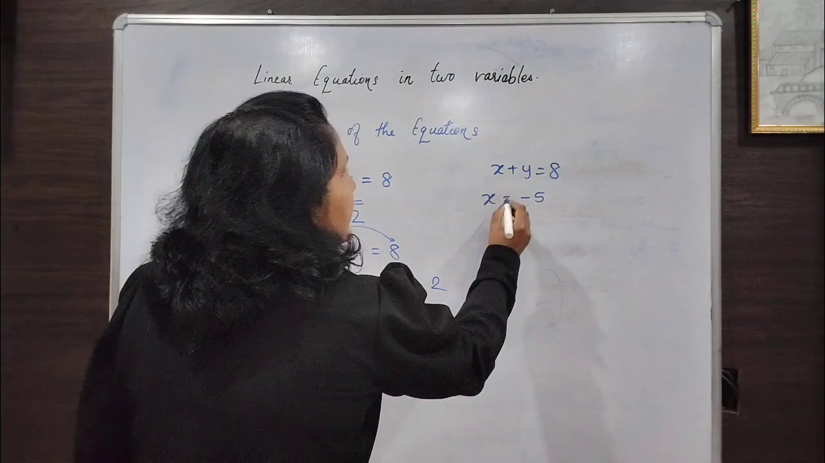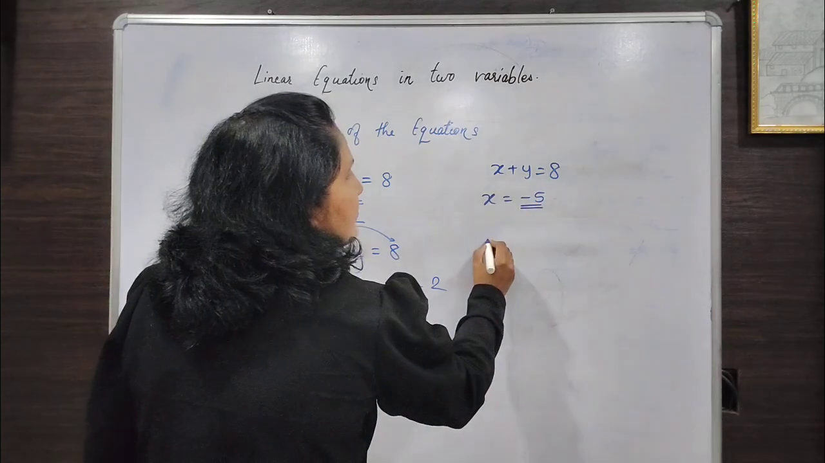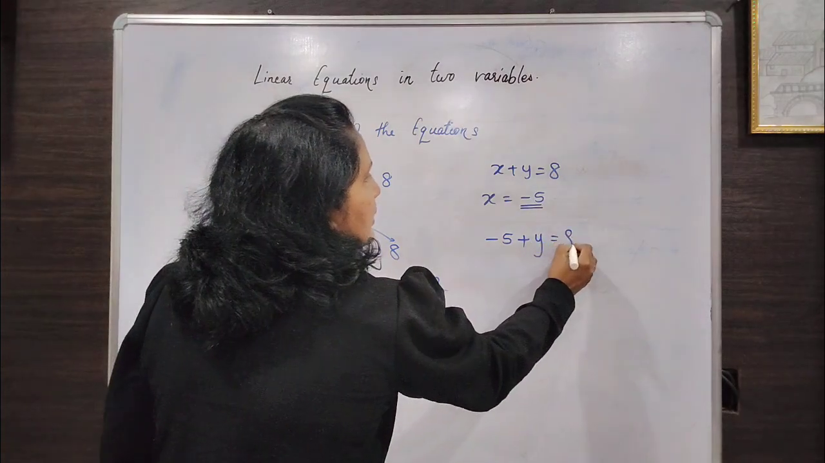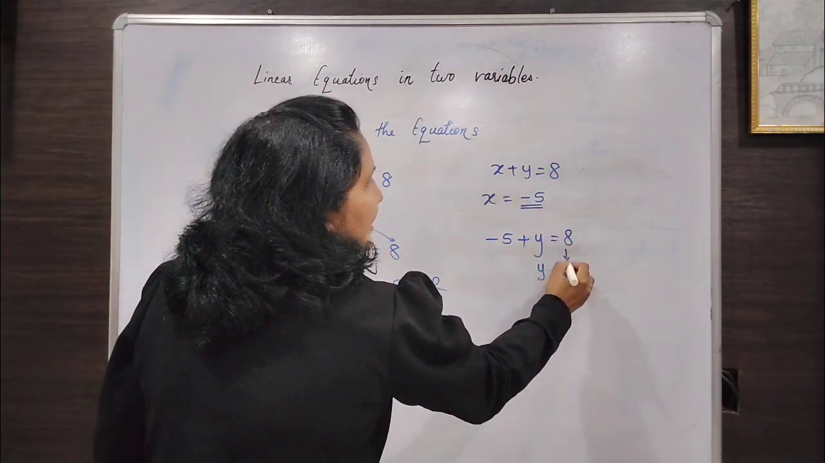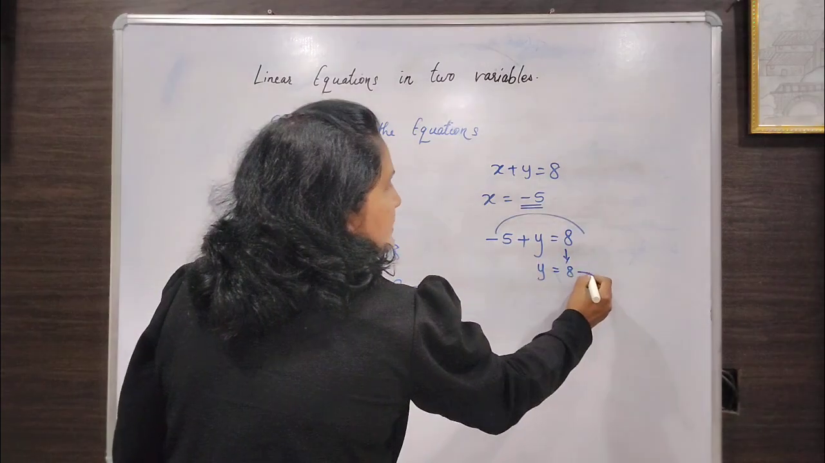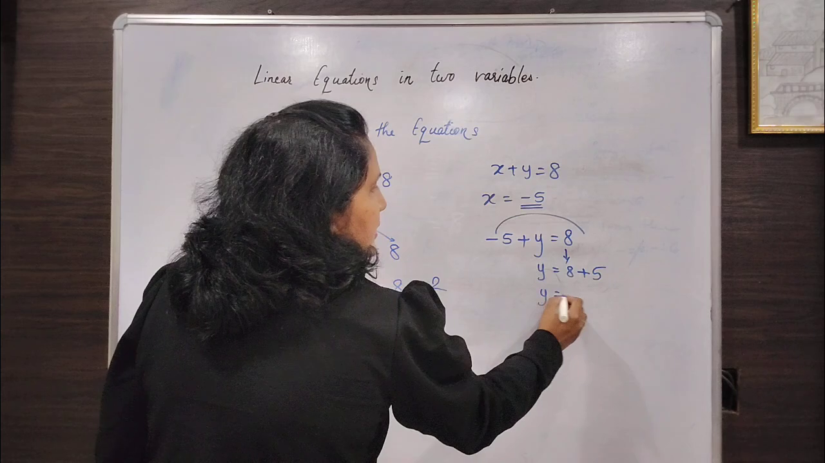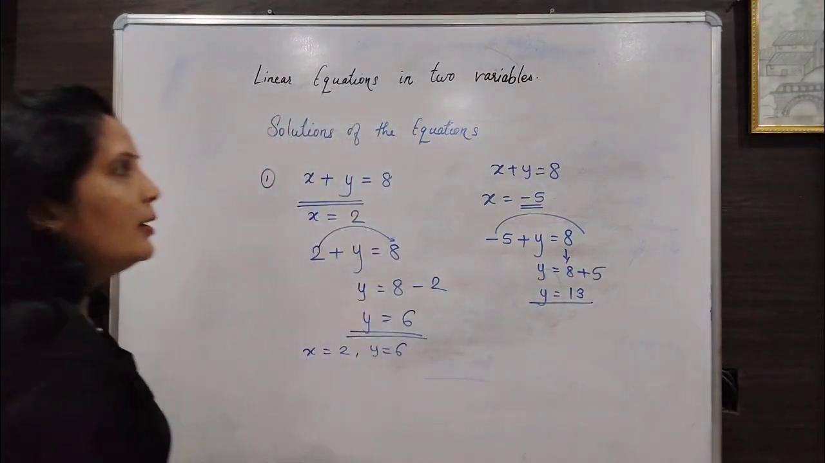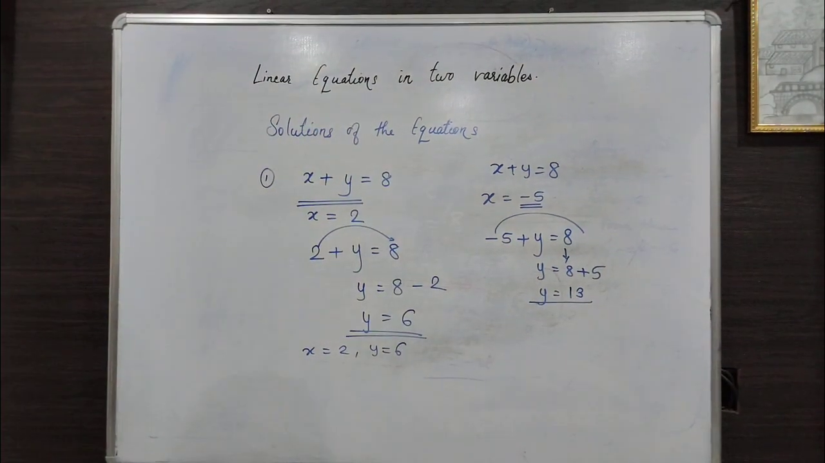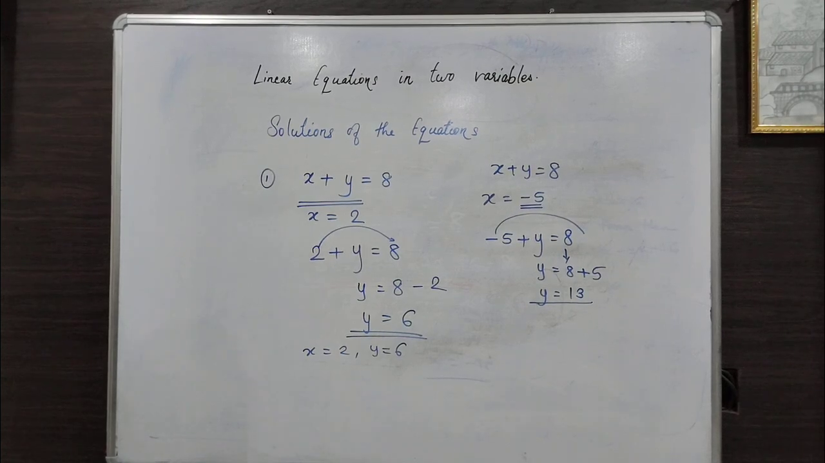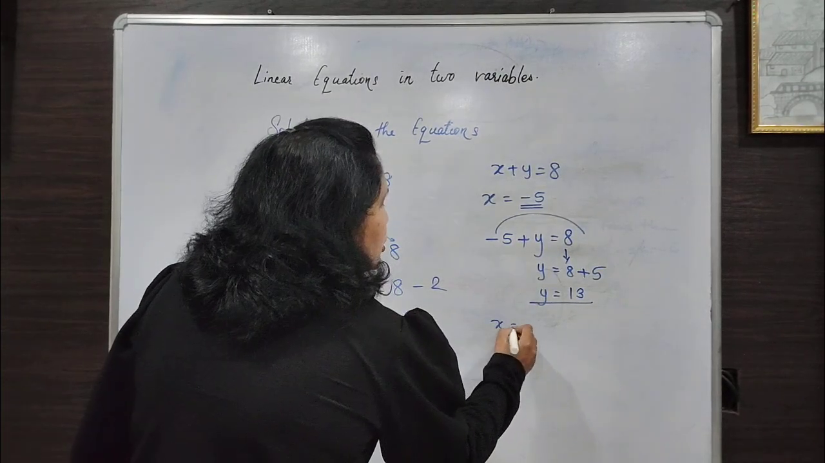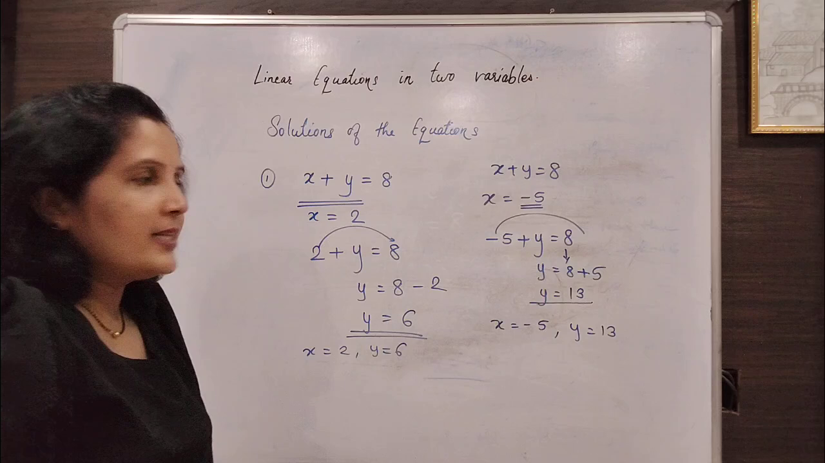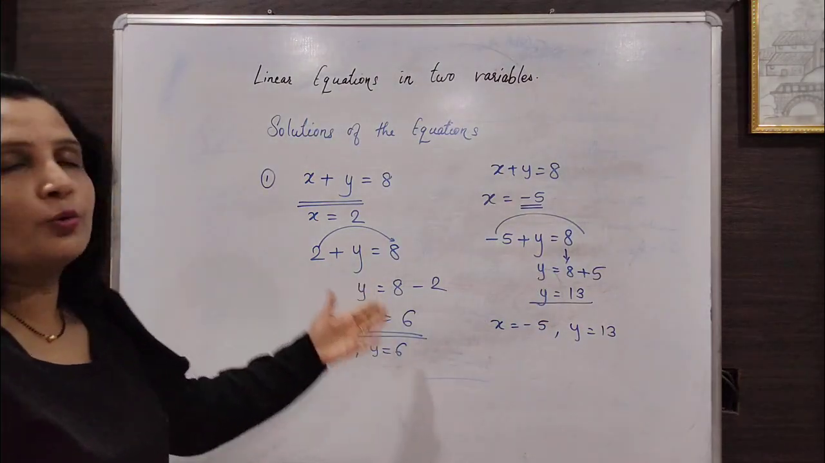Instead of x, again I will substitute minus 5. So minus 5 plus y is equal to 8. So y is equal to 8, minus 5 goes to the other side and becomes plus 5. So y is equal to 8 plus 5, which is 13. So here when x becomes minus 5, y is 13. The set of solutions we get is minus 5 and 13. When x is minus 5, you get y as 13. When x is 2, you get y as 6.